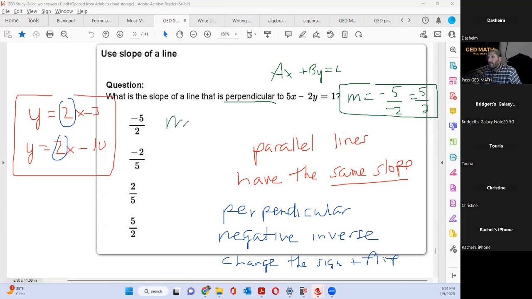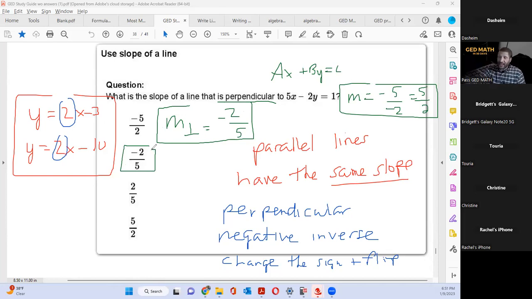So now the slope of the perpendicular is the negative inverse. So if the 5/2 is positive, the opposite sign of positive is negative. Now we flip. Instead of 5/2, we take the reciprocal, and 5/2 becomes 2/5. So the slope of the perpendicular is negative 2/5. Another easy problem if you practice, if you say it, if you do it. When you get to these problems, they will be easy.